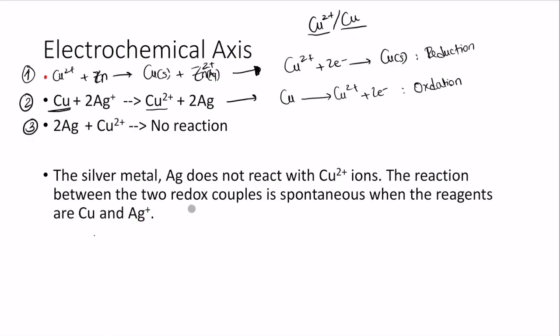The reaction between the two redox couples is spontaneous when the reagents are Cu or Ag, or when we invert the ions and metals. So when the Cu was a metal and Ag was ions, we have the reaction. When Ag was a metal and Cu was ions, we don't have a reaction. So when we invert, the metal becomes ions and ions become metal. In this case, we have a reaction. Okay, so things will become more clear.